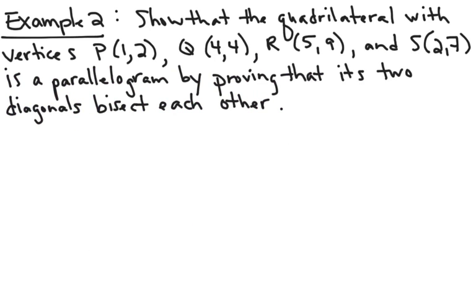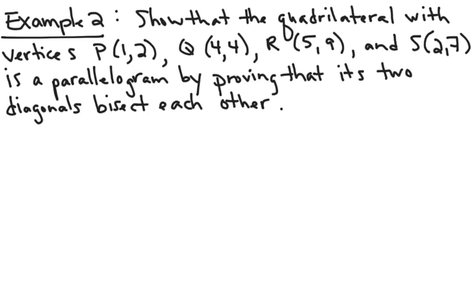In example 2, we want to show that the quadrilateral with vertices at P (1, 2), Q (4, 4), R, which is at (5, 9), and S, which is at (2, 7), is a parallelogram by proving that its two diagonals bisect each other. First of all, it's a quadrilateral if it has 4 sides. But it's only a parallelogram if the opposite sides are congruent and parallel. But it's also a parallelogram if the diagonals of this quadrilateral bisect each other.